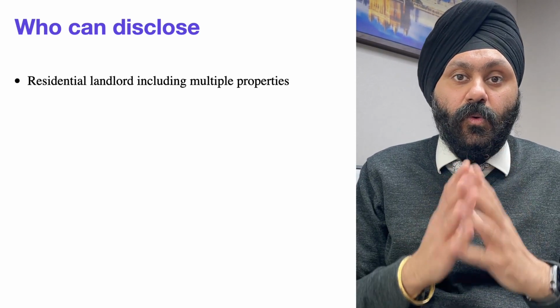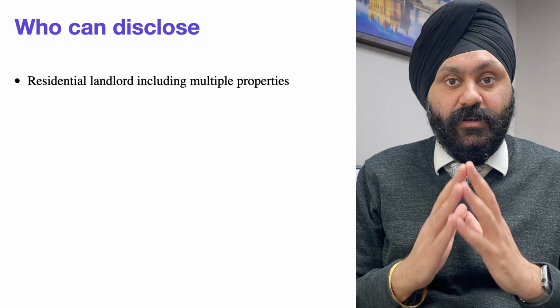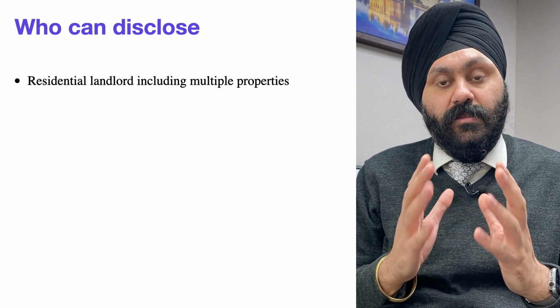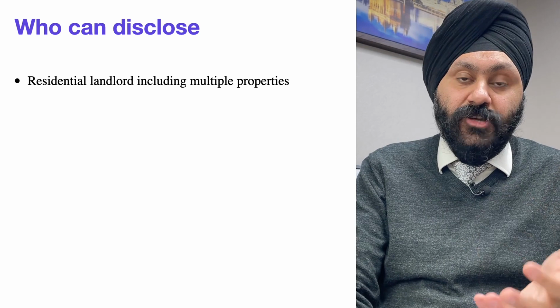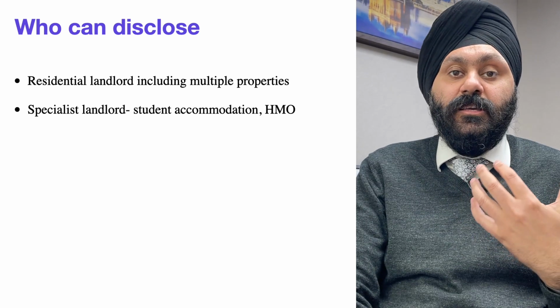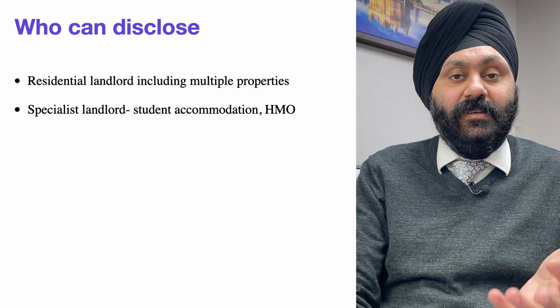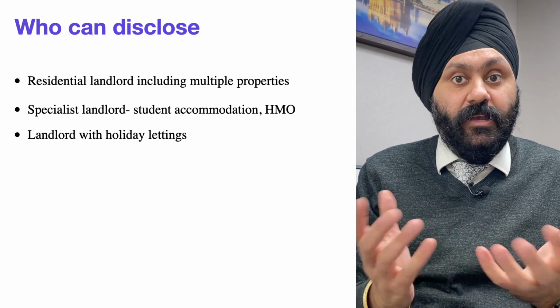Who can disclose? This is a very important question to understand. An individual who owns a UK residential property can disclose. So only residential properties can be disclosed through the let property campaign. Any other rental income can be disclosed via other disclosures. So a residential landlord with a single property or multiple properties can disclose. A specialist landlord, like student accommodation, HMO or bedsits, can also disclose through this let property disclosure. A landlord with holiday letting can also disclose.